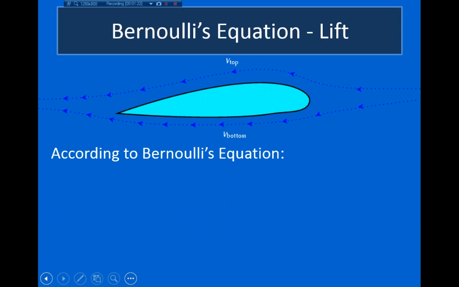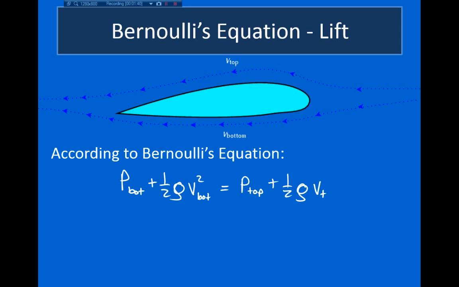So how do we actually calculate this force? Well, it's pretty simple. We have the pressure exerted on the bottom of the wing plus 1/2 rho times the speed of the air at the bottom of the wing squared, which has to be equal to the pressure at the top of the wing plus 1/2 rho times the velocity of the air on the top of the wing squared. So the lift force, which is the force that actually causes a plane to fly, will be equal to the pressure difference between the pressure exerted on the bottom of the wing and the pressure exerted on the top of the wing. So that's the pressure on the bottom minus the pressure on the top.